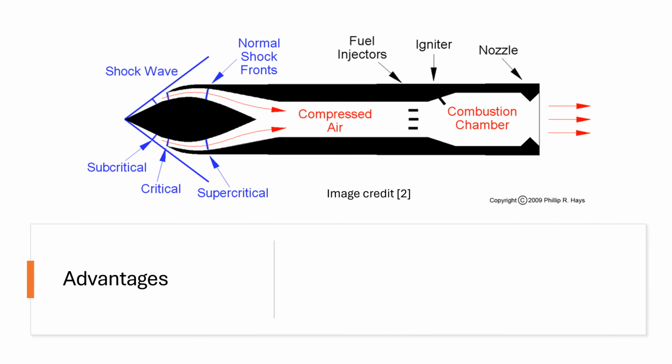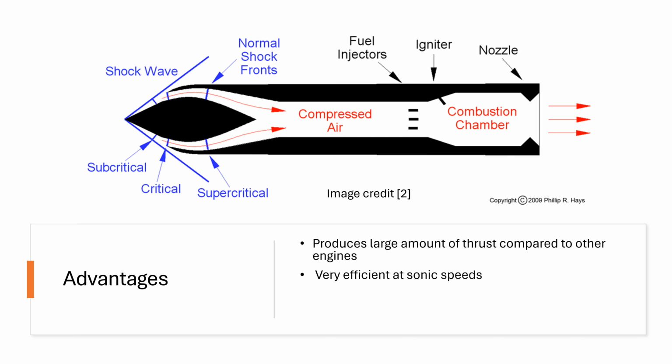There are several advantages to a ramjet, and the first one is that it produces a large amount of thrust compared to other engines in the aerospace world. They're very efficient at supersonic speeds, and there are no moving parts as stated on the previous slide, so the maintenance on ramjets is relatively somewhat easy compared to other engines. It also has a high thrust per unit weight, which goes back to the first point that was stated.